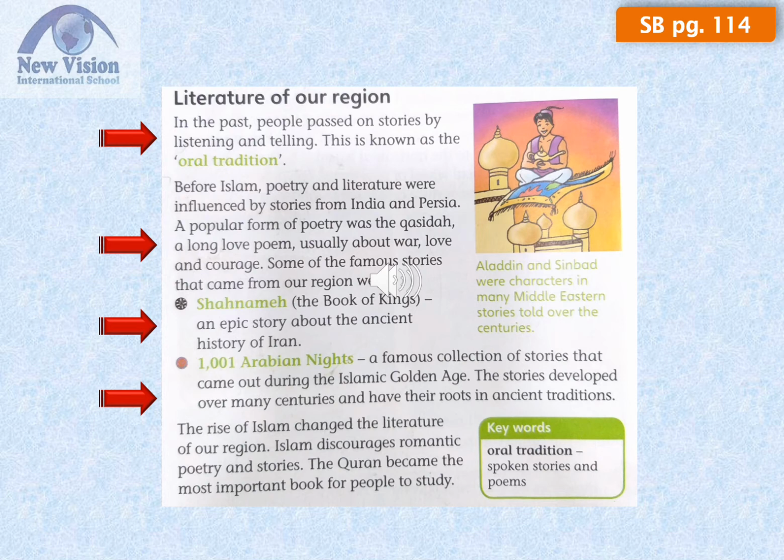Do you know the rise of Islam changed the literature of our region? Islam discourages romantic poetry and stories. The Quran became the most important book for people to study. Romantic poetry and stories means stories and poetry which are imaginary, not real. Okay, well, my dear students, don't forget to highlight the sentences where the pointer points toward. Okay?